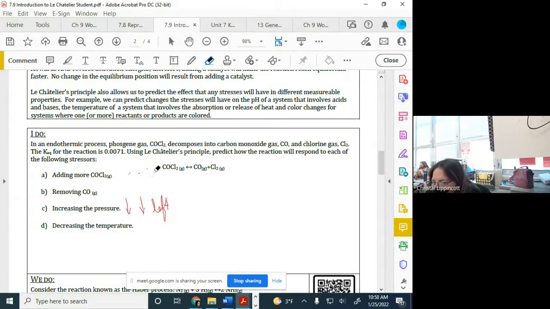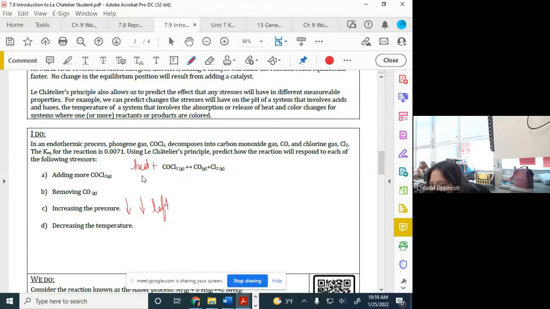All right, they said that this is an endothermic reaction. So we're going to consider heat to be on this side, the left side, or is heat going to be on the right side? No, left. Yeah, it's on the left, it's over here. Okay, so it's endothermic, so heat is going to be on this side of the reaction.